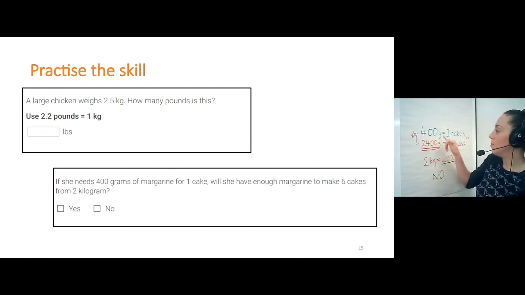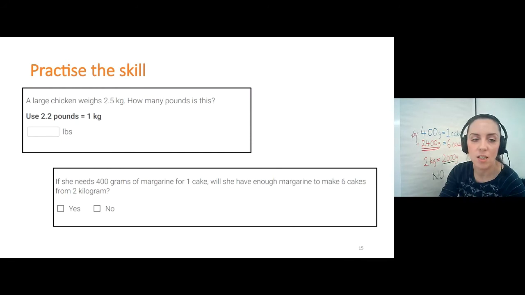So 400 grams is equal to 1 cake. She wants 6 cakes. So we need to increase the amount that it takes to make 1 cake by 6-fold, 6 times. Okay. Any questions on that? Are you okay?